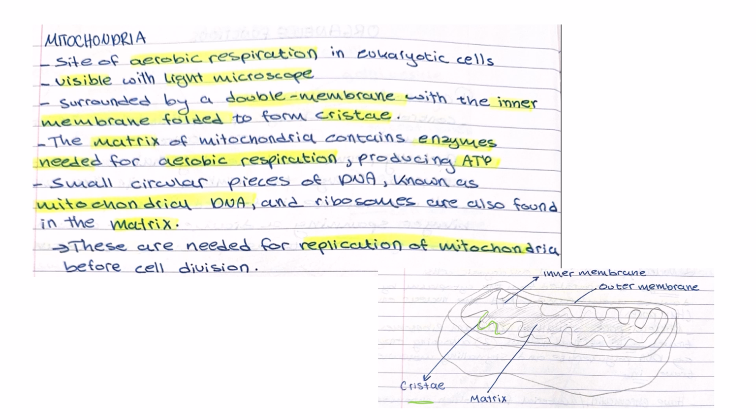So the matrix of the mitochondria contains enzymes needed for aerobic respiration, producing ATP. Okay, so aerobic respiration produces ATP. Now there are small circular pieces of DNA known as mitochondrial DNA, and ribosomes are also found in the matrix. These are needed for the replication of mitochondria before cell division.